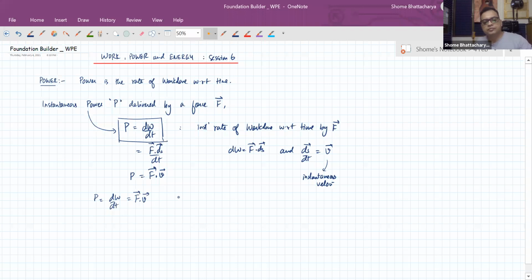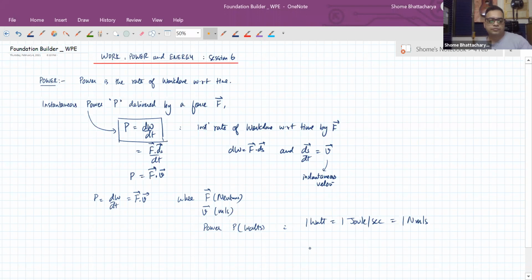Okay, where F is in newtons, v is in meters per second. Okay, so power is in what we call watts, where 1 watt is equal to 1 joule per second, or that's the same thing as 1 Newton meter per second. Okay, so this is the SI unit of power.